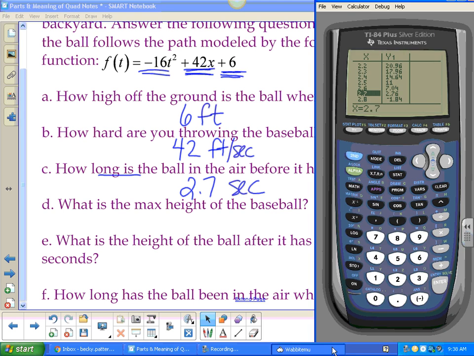What is the max height? Okay, well, that doesn't have anything to do with time. That has to do with the height. So those are my Y values. So I'm looking for my height to peak. And there it went. Right there. 33.56. So that's my max height.